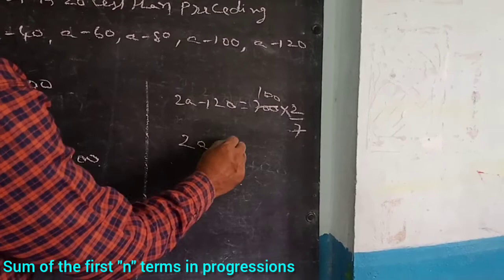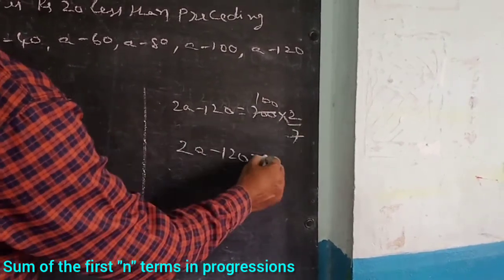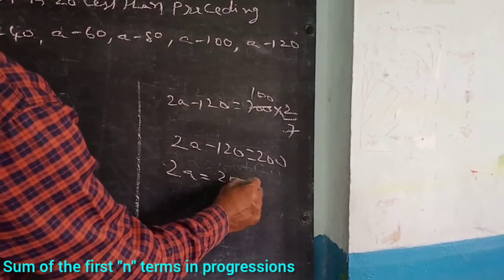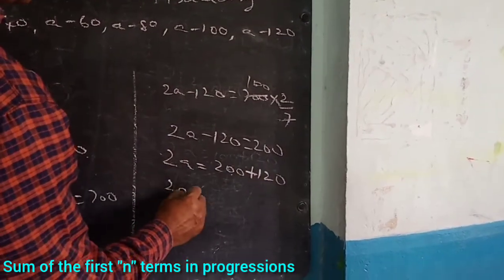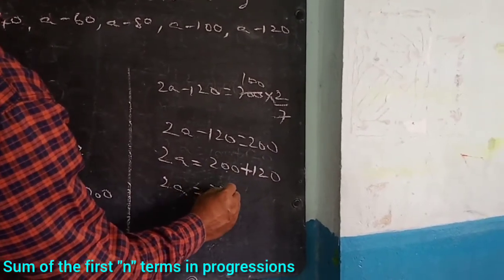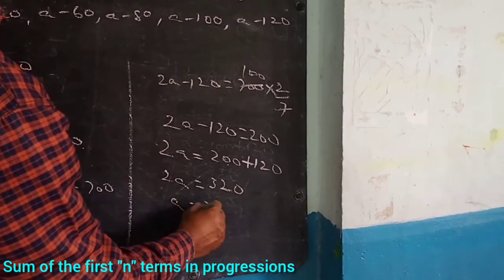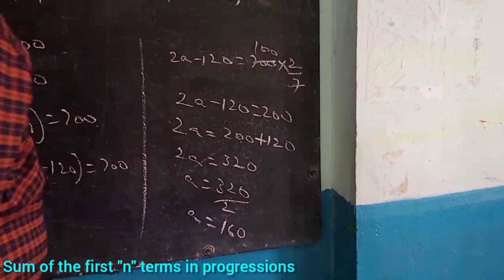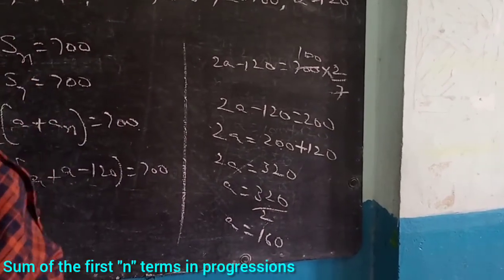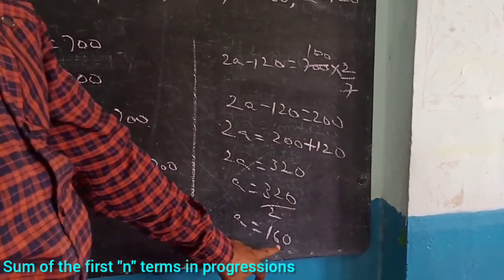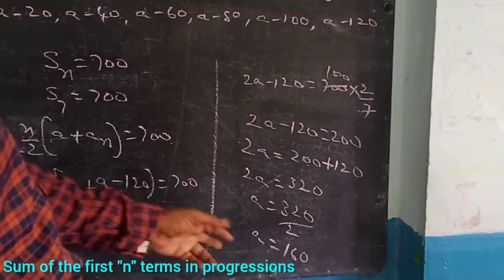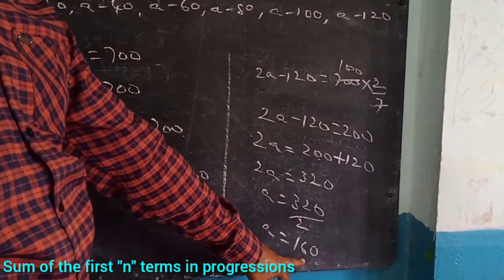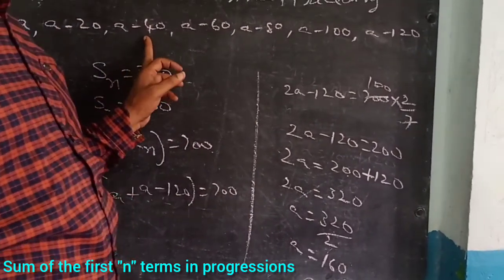2a minus 120 is equal to 100 into 2, which is 200. Then 2a is equal to 200 plus 120. Then 2a is equal to 320. So a is equal to 320 by 2, a is equal to 160. And the first prize is 160. The second prize is 160 minus 20, equal to 140. The third prize is 160 minus 40, equal to 120, like that.